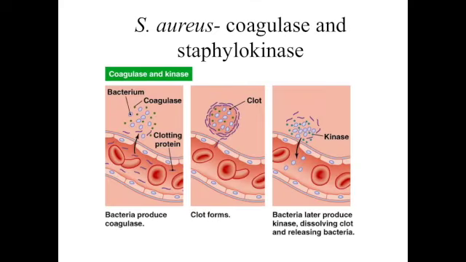Another set of enzymes we went over in class, coagulase and staphylokinase, produced by Staph aureus. Again, coagulase is an exoenzyme that allows the clotting of our clotting factors around bacteria, and staphylokinase breaks down those clots to allow the bacteria to escape and invade deeper. We did go over those in class, so refer back to your notes from class.